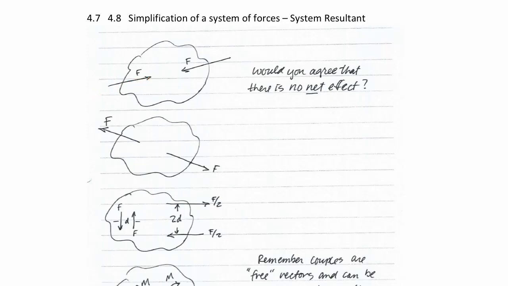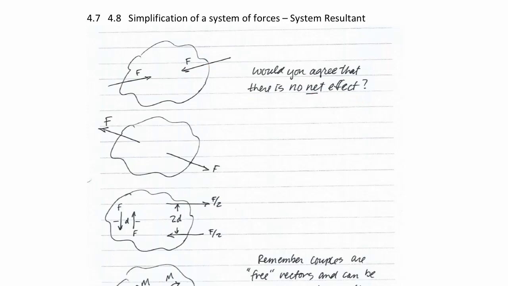And now let's apply an equal opposite collinear force going in this direction. In other words, the same magnitude, however the force is opposite. And if they are collinear, that means they're lined up. Would you agree that there is no net effect?